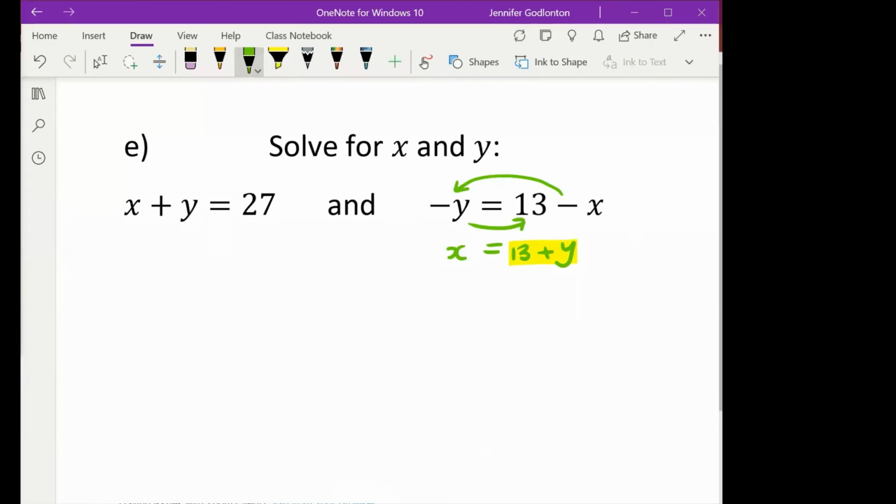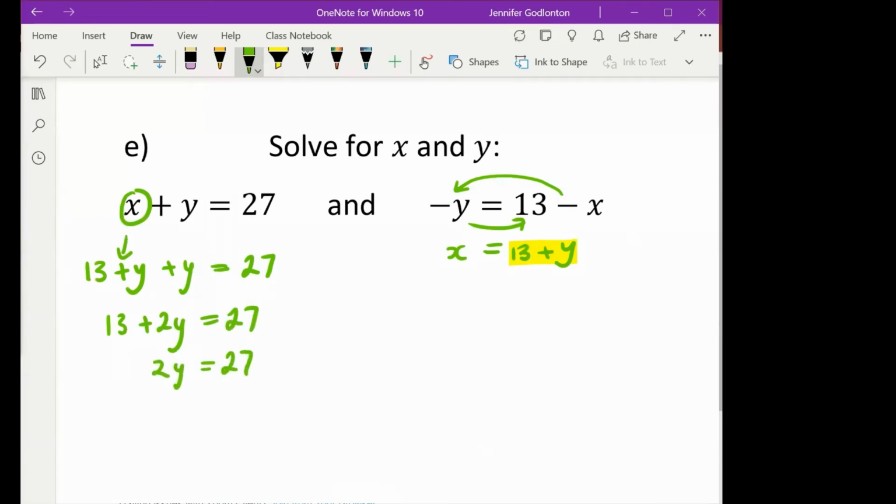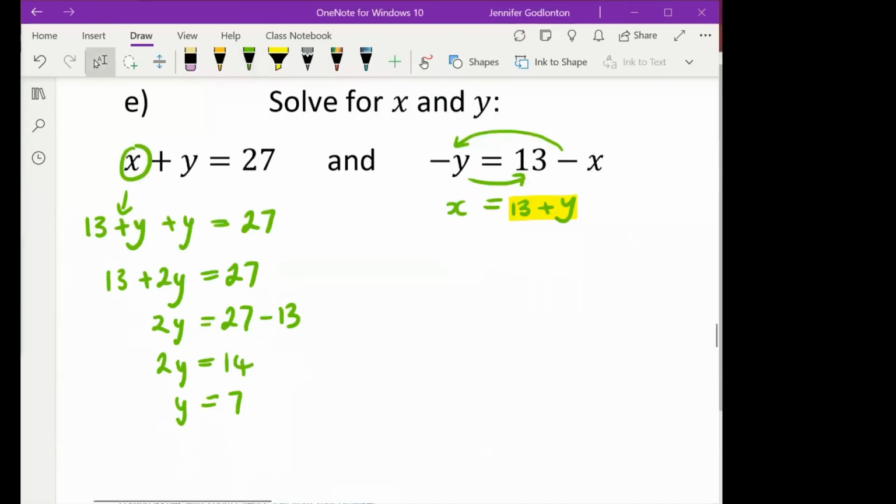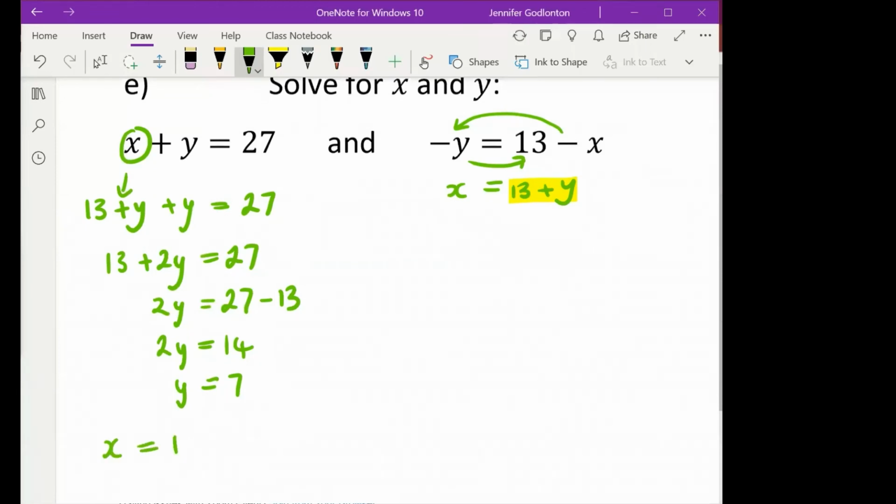So now I'm going to put that over here. And I'm going to say 13 plus y is equal to 27. So 13 plus 2y is equal to 27. 2y is equal to 27 minus 13. 2y is equal to 14, which means y is equal to 7. Okay, which we should all be happy with at this point. Now we want to find out what x is, and so I'm just going to substitute it into that other equation. X is equal to 13 plus 7, which is equal to 21.